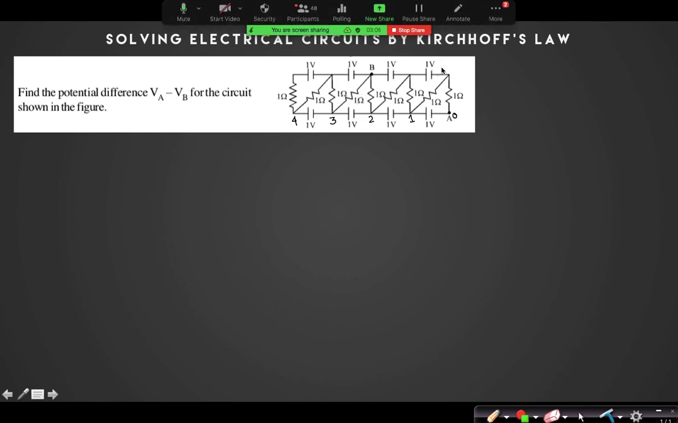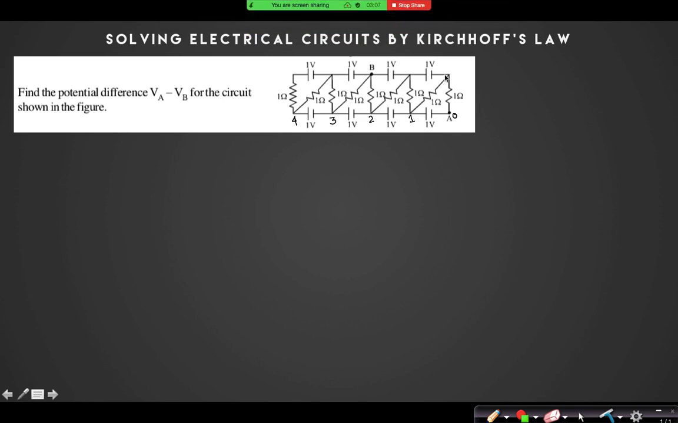Now let us also assume that the potential B is x. If this is x, then what is the potential at this point? It must be x minus 1. What is the potential at this point? It must be x minus 2. What is the potential at this point? It must be x plus 1. And the potential at that point should be x plus 2.